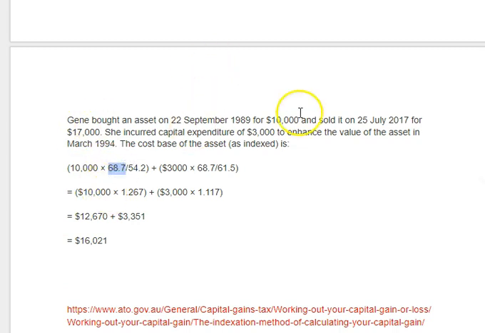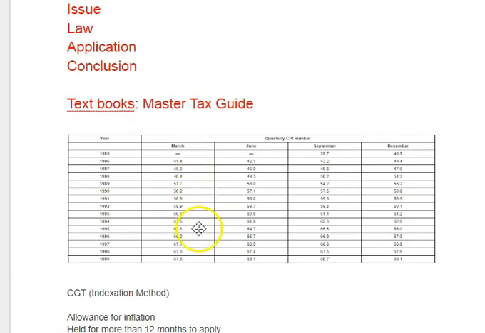So it was purchased for $17,000, and then she incurred capital expenditure of $3,000 to enhance the value of the asset in March 1994. So we've got potentially 2 separate assets here that we need to index. So let's have a look and see what the index cost base is. The first asset, $10,000, 68.7. Where did I get that from? Go up to the table. 68.7. I know it's going to be small, but it's this number here.